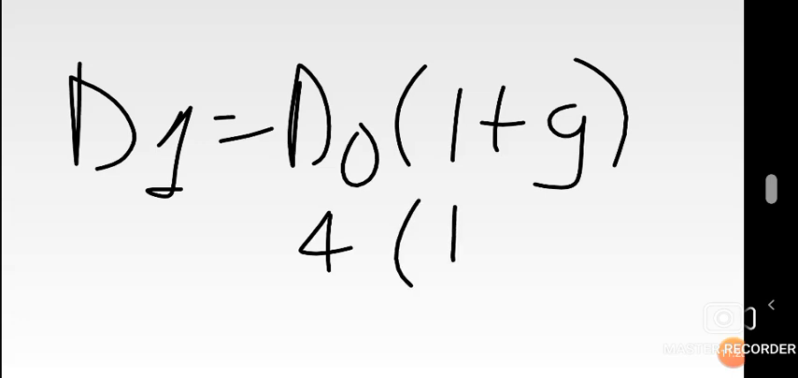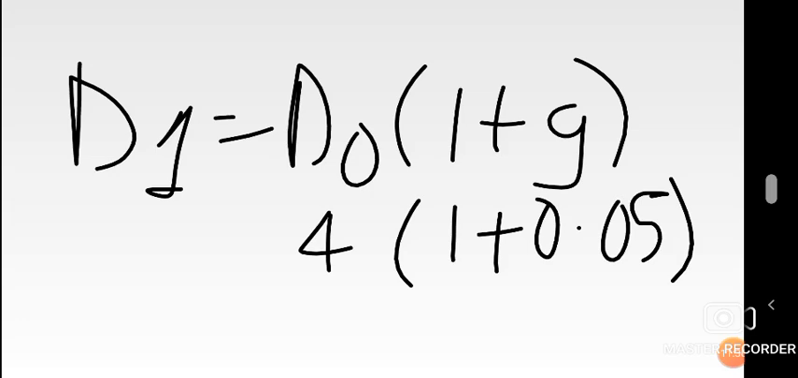D0 times open brackets 1 plus G. Maybe they tell you the growth rate is 5%. Change it to decimals, 0.05. And then you punch it in. When you multiply, 4 multiplied by whatever is in the brackets will be your new D1. So in short, what am I trying to say? When you've been given D0 in a question, it's not something to panic about. You can just use this model and get your D1 and go and substitute where?